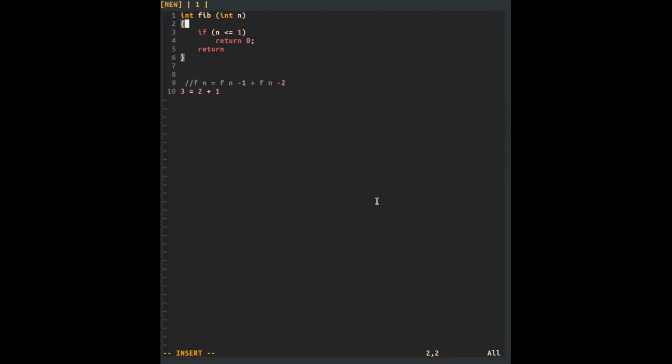You will return fib of n minus 1 plus fib of n minus 2. So this is what you will return, and this will give you your recursion for the Fibonacci number.